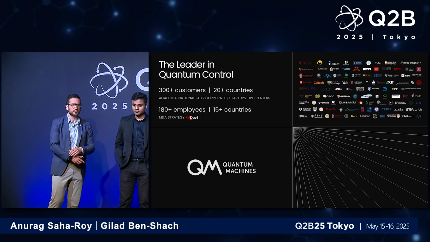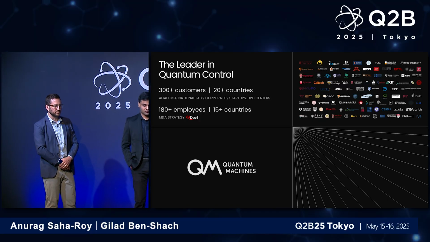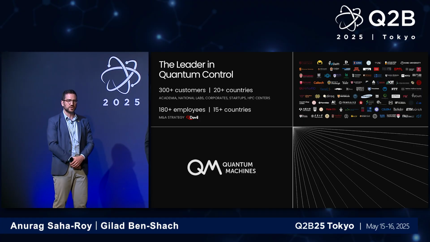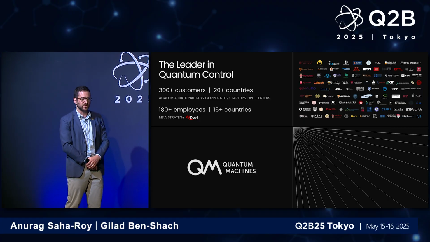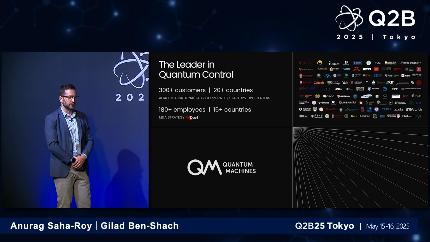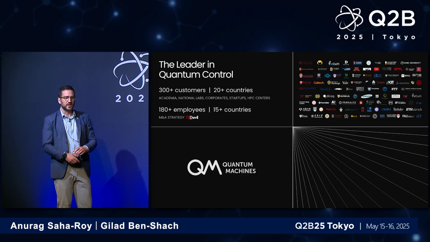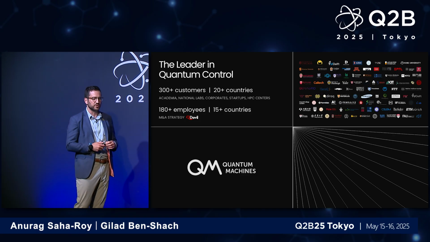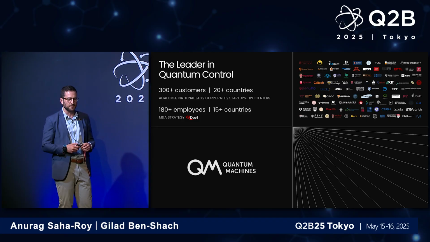Great, thank you. So let me tell you briefly about Quantum Machines. We're a company that specializes in the control stack, as Anurag said. We are headquartered in Israel, but a global company. Over 300 customers across 20 different countries. We're over 180 people today.